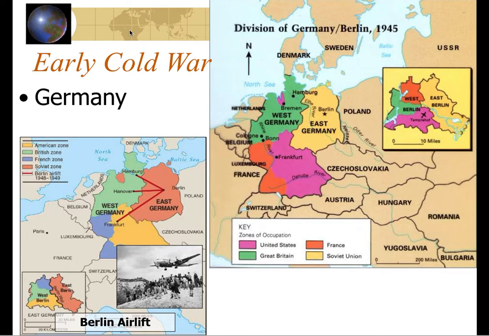The Germans had invaded the Soviet Union. They had devastated the Soviet Union. They had, in places in Eastern Europe, raped women, enslaved people, taken resources back to Germany. And so when the Soviets invade Germany, it's payback time. Their troops do the same thing.